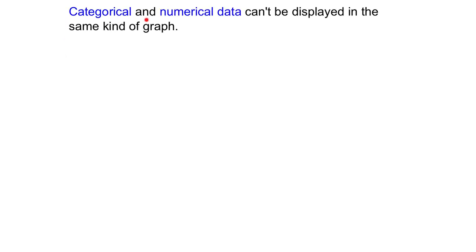Now, categorical and numerical data can't be displayed in the same kind of graph. This makes sense if you realize that these are different types of information. So different types of information can't be shown the same way.